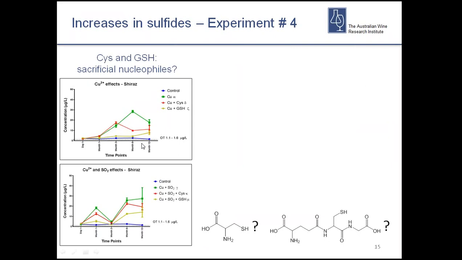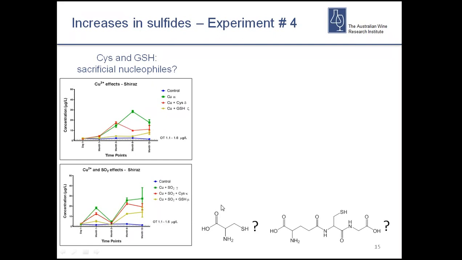The other interesting aspect that I want to show you is what we saw when we added some other wine compounds to this experiment. So we had our Shiraz wines, and this is the graph that I showed you previously, and here the blue trace is our control samples, and this green trace over here is the copper-treated samples. So we saw that big increase in hydrogen sulfide in our Shiraz wines, both for just copper treatment, and then also here at the bottom the green trace for the copper and SO2 treatment.